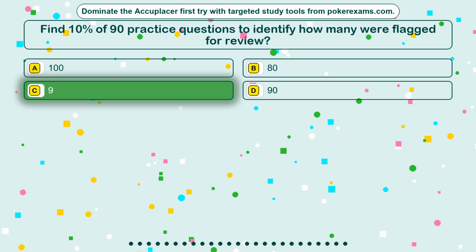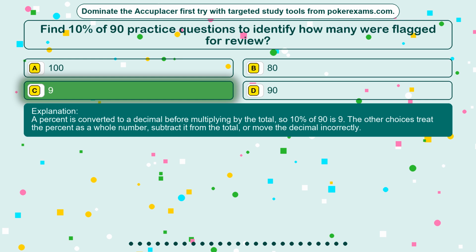The correct answer is option C, 9. A percent is converted to a decimal before multiplying by the total, so 10% of 90 is 9. The other choices treat the percent as a whole number, subtract it from the total, or move the decimal incorrectly.